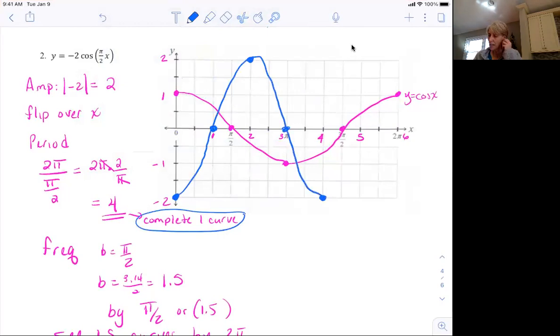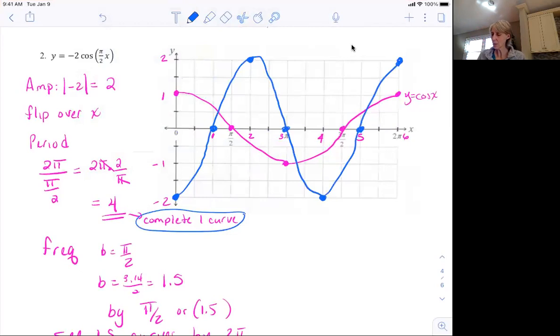I'm going to repeat the process. However, since I'm only graphing to 2 pi, I'm not going to be seeing as much as the curve. So I'm going to be back up at my highest point at 2 pi. So halfway in between is my 0. And again, we see 1.5 curves by 2 pi.